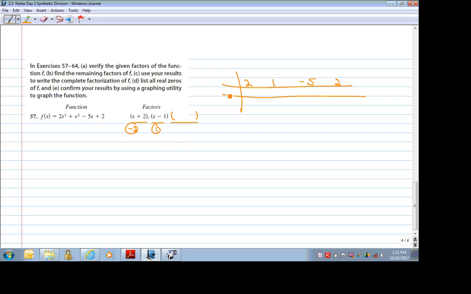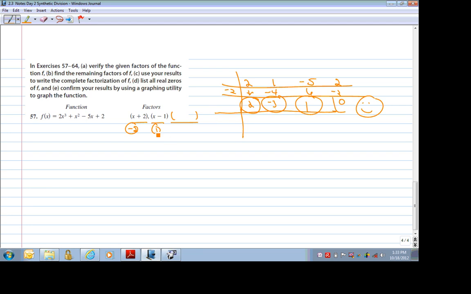So let's use -2. Bring down our 2. 2 times -2 is -4. -4 plus 1 is -3. -2 times -3 is +6. That gives us a +1. -2 times 1 is -2. That gives us our first 0. Something really important, because we found a 0, we now are going to use these numbers to do our next synthetic division. So I'm going to draw my line here.